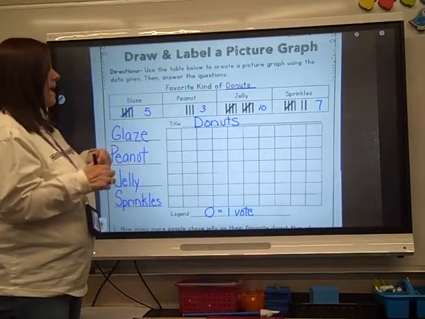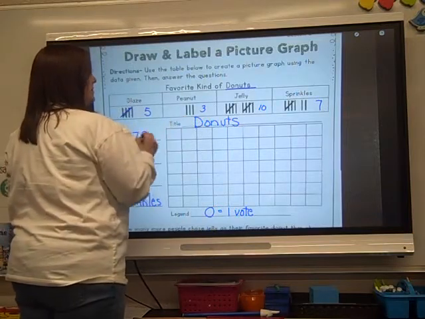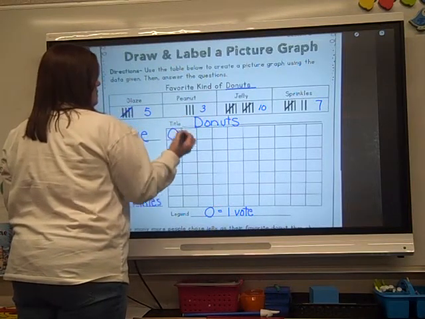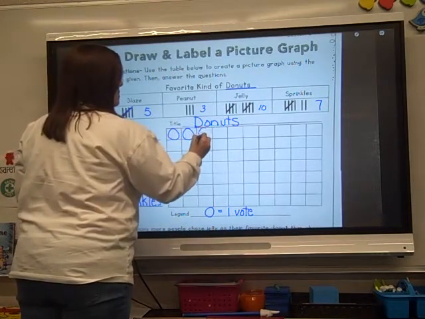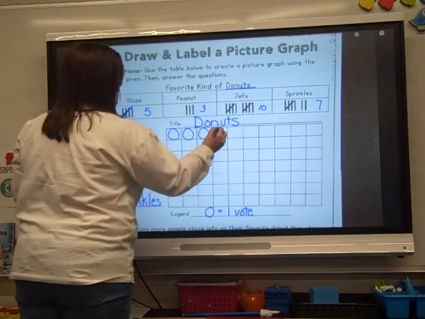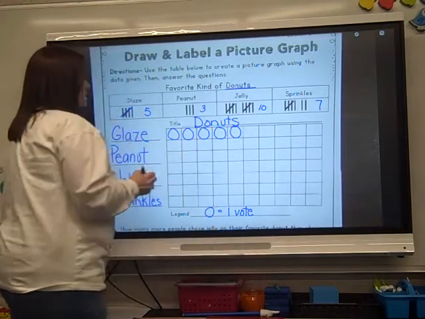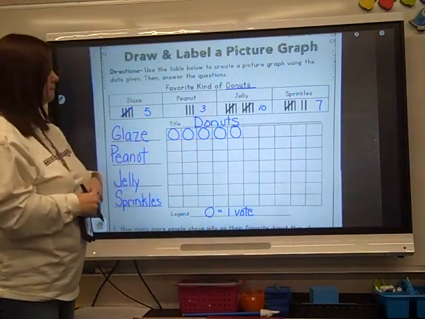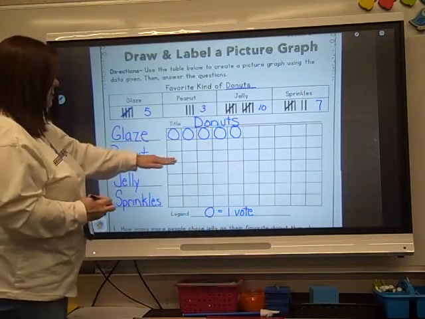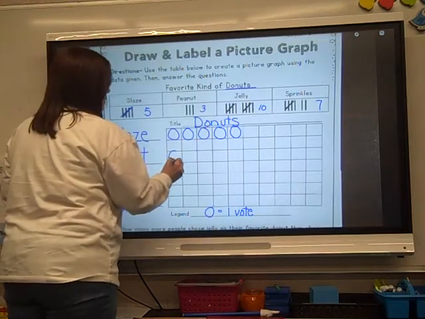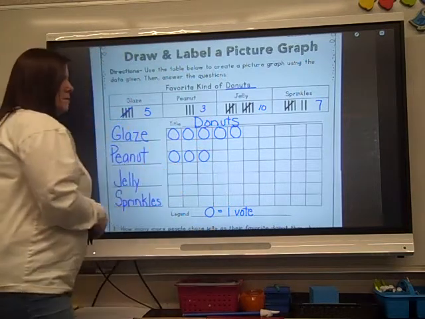So glazed had 5 votes. So here in that first line of boxes, we're going to put a circle in the first 5. So there's 1 vote, 2 votes, 3 votes, 4 votes, and 5 votes. So glazed donuts got 5 votes. Peanut got 3 votes. So skip a line, go down to this one, and let's put the 3 votes. 1 vote, 2 votes, 3 votes.